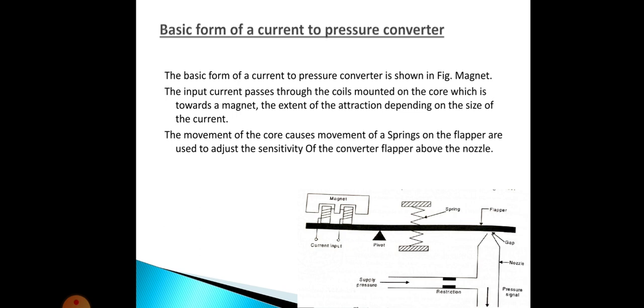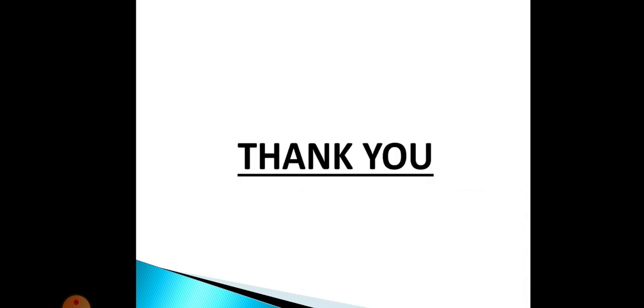The position of the flapper in relation to the nozzle determines the rate at which air can escape. If the flapper movement is fast, less air will escape. If the flapper movement is slow, more air will escape from that gap. You can see in the diagram. So like that, this current to pressure converter will be working. By this we will be finishing this chapter 4. Thank you.